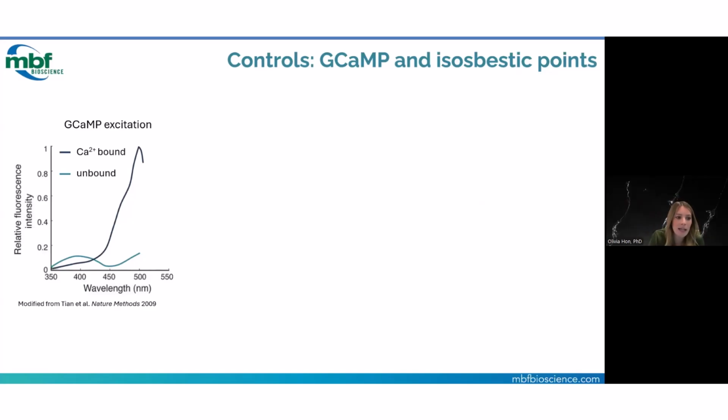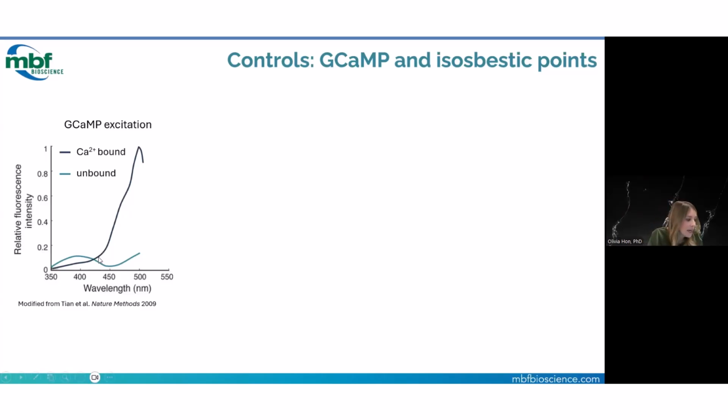So if we look at the excitation curves for GCaMP, both bound to calcium, this darker trace, and unbound to calcium, this blue trace, what you can see is that at like 470, 480 nanometers, where you're typically exciting your green sensor, the excitation that you get when GCaMP is bound to calcium is much higher than down here when it's not bound to calcium. And that delta is what allows you to actually record when there are changes in calcium levels.